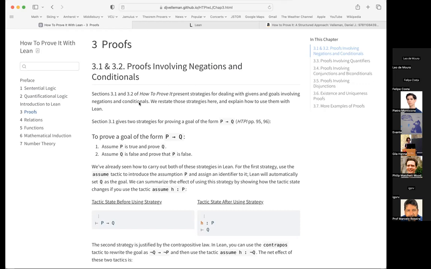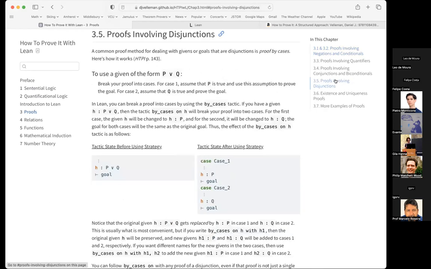And chapter three runs through a systematic list of strategies for writing proofs based on the logical forms of givens and goals. And you see here sections of chapter three, proofs involving various kinds of logical symbols, negations and conditionals, quantifiers, and so on. I thought I would just look at a little bit. So this is the section on proofs involving disjunctions. And here you see an example of a proof strategy. This, I believe, is probably word for word out of the book, How to Prove It.